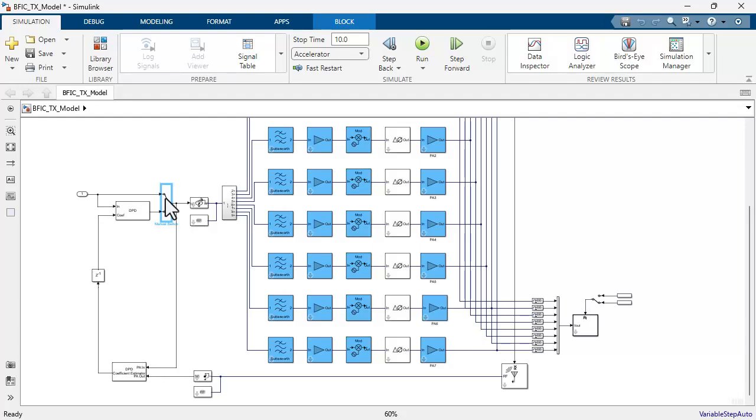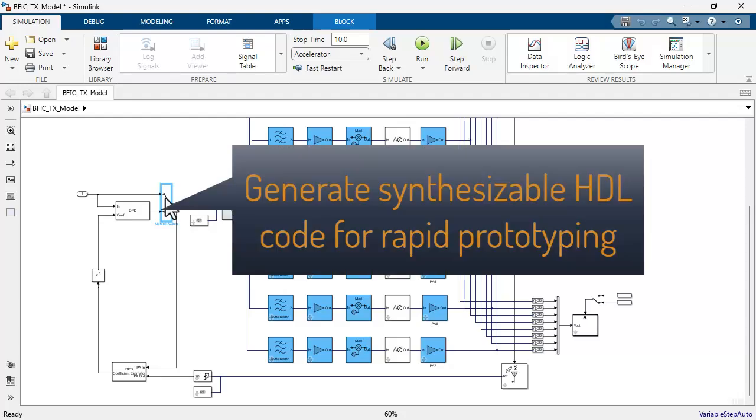Talking about digital predistortion gives me the opportunity to mention how you can generate C and especially synthesizable HDL code for the digital predistortion algorithm, including also the coefficient estimations. This is a great deal because this allows you to rapidly prototype your algorithm and test it over the air. But now back to our model.